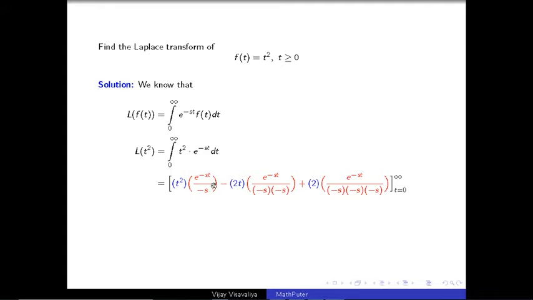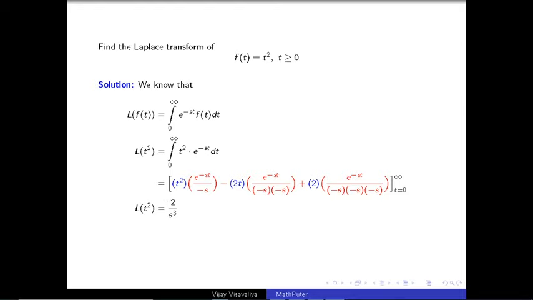So for these two terms the answer is 0. E raised to minus infinity is also 0, that you know. So now you are able to apply the limit at infinity and at 0. Let me go directly to the answer. The Laplace transform of t square, the final answer, is 2 upon s cube.